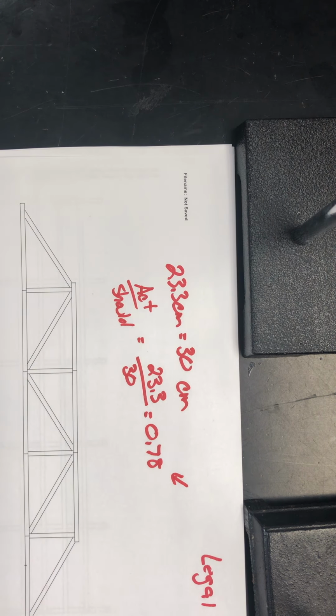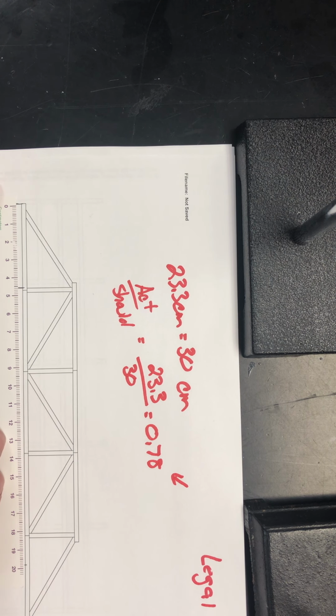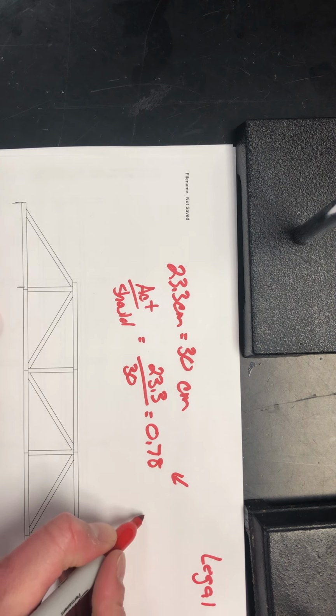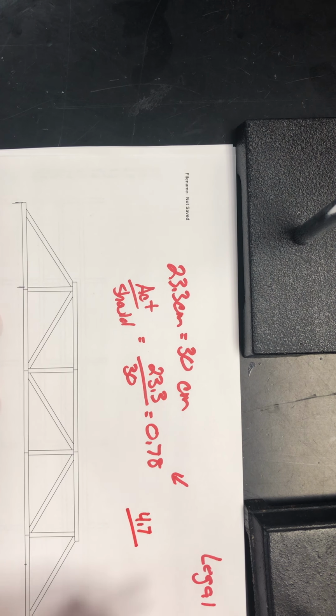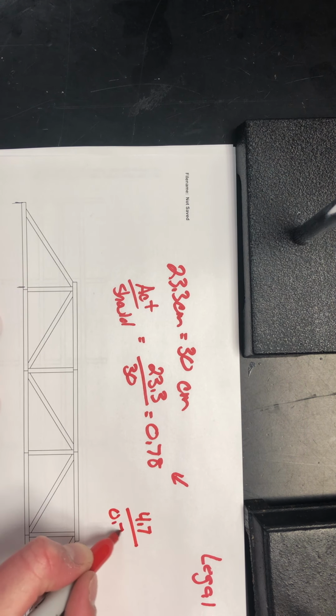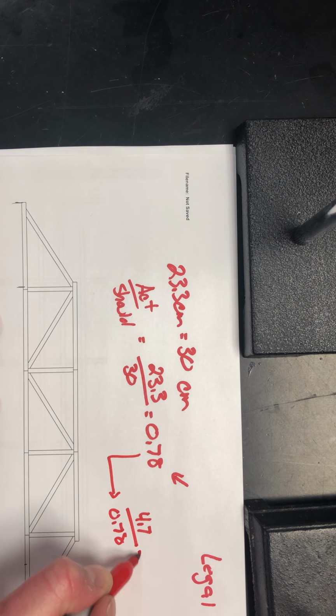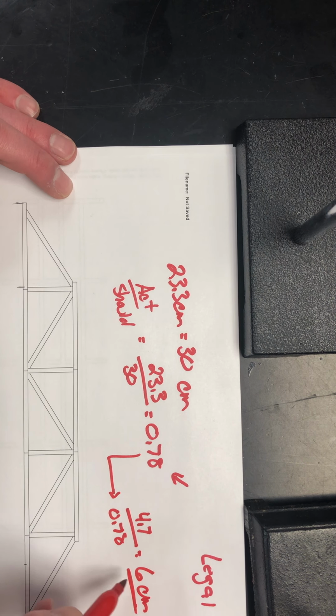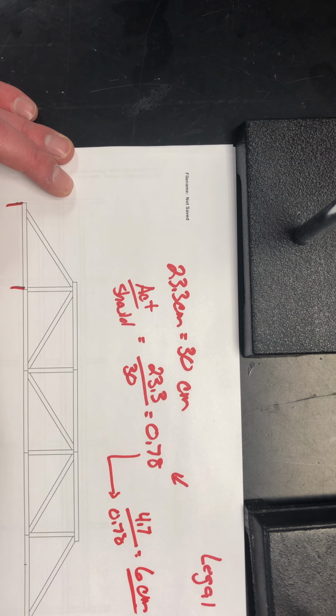All right, let's say that I wanted to figure out how far it is from this end to this end, so I know where I'm supposed to put my first brace. I would measure, and I've got a distance here of 4.7 centimeters. I divide it by this number, 0.78, and I get an answer of 6 centimeters. So on my actual bridge, the distance from here to here is going to be 6 centimeters.